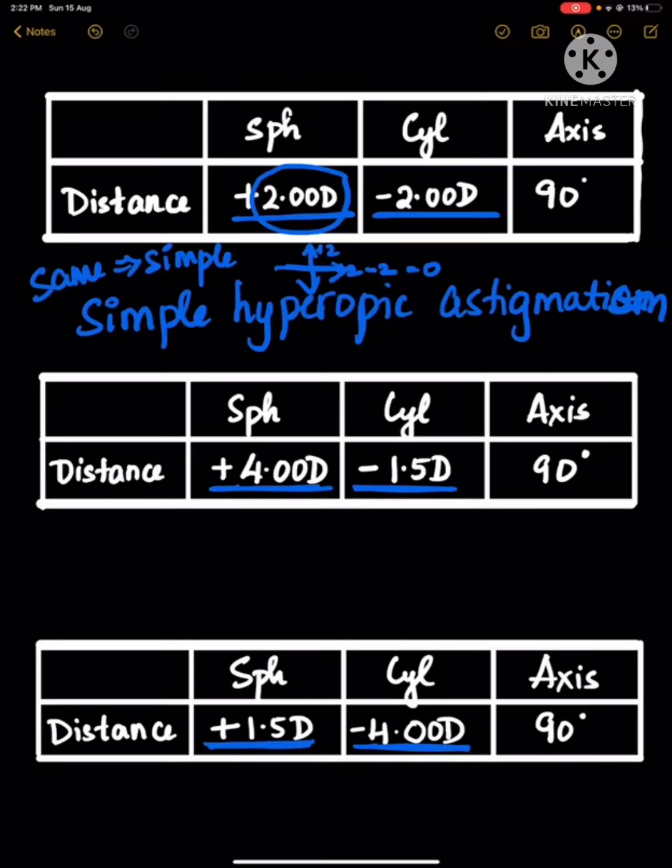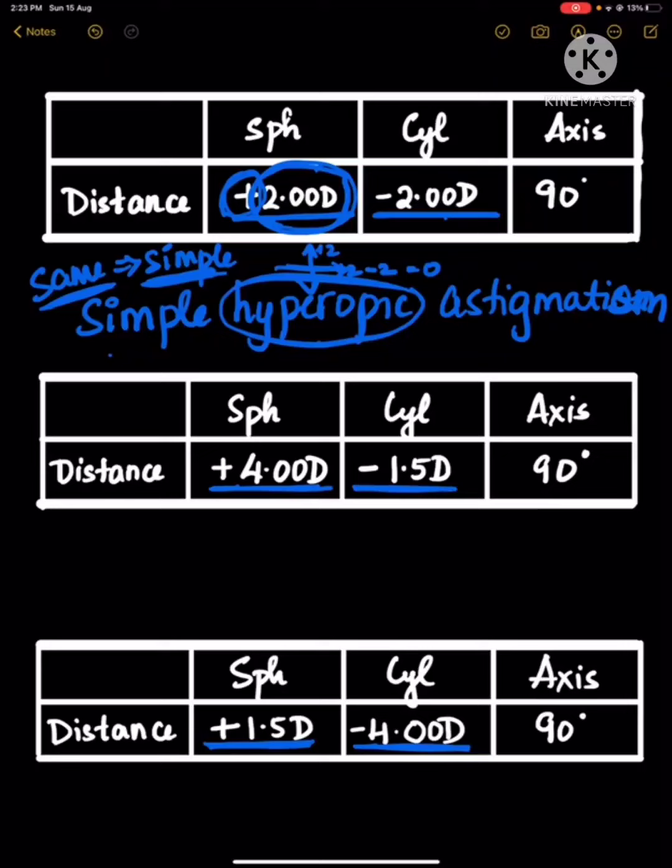So you don't have to use your brain so much during exam. See if there is a sphere and a cylinder. See if they are having the same sign. If they're having the same sign, it's easy. It's a compound myopic or hyperopic astigmatism. If they are not of the same sign, see the value of the sphere. Compare it with the cylinder. If it is same, then simple hyperopic astigmatism. Hyperopia or myopia, you will check with the symbol or the sign of the sphere. Okay.